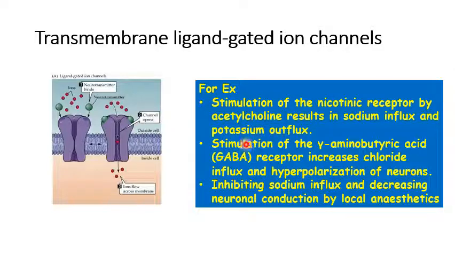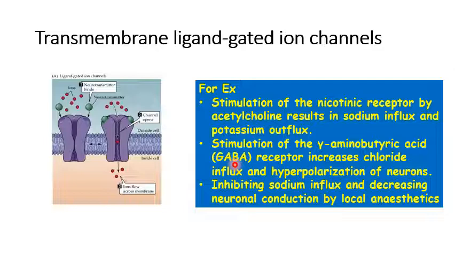Another example is the binding of an agonist to the gamma aminobutyric acid, or GABA, receptor. This will cause hyperpolarization of the neuron due to the entrance of chloride ion, and prevents the cell from propagation of action potential, and therefore it acts as an inhibitory mechanism to the initiation of action potential in neuron cells.